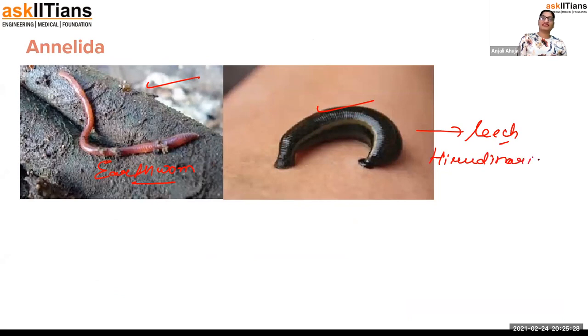Hirudinaria, they are the ones that suck the blood. They have a chemical known as hirudin. This is an anticoagulant which doesn't let the blood clot. So they suck the blood, but first they release hirudin and then they suck it. I have done the section in my college, and then you cut it.